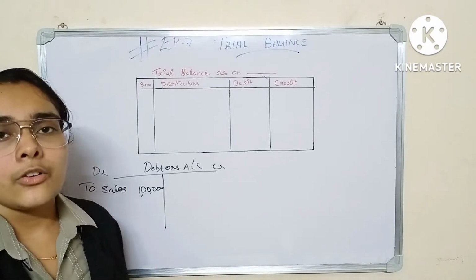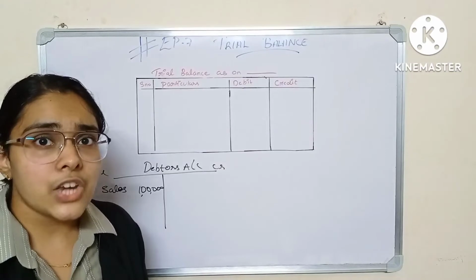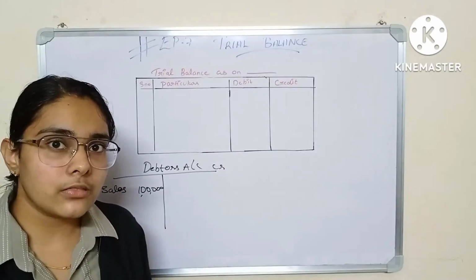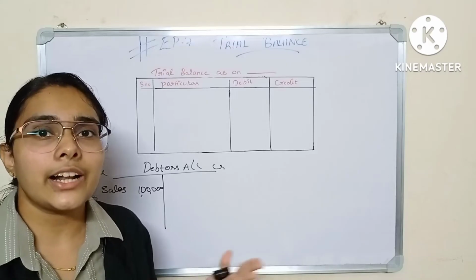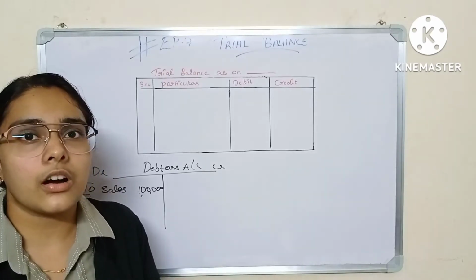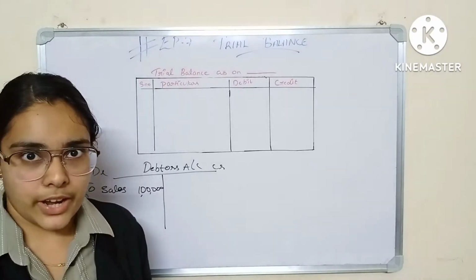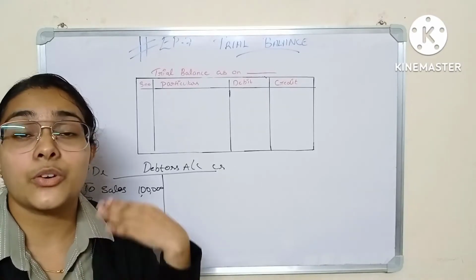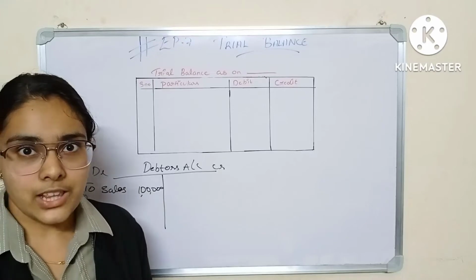When you are receiving cash from debtors, what will be the journal entry? Cash is coming in, right? Cash is coming in and debtors are decreasing, or debtors are the givers, right? In either of the cases you will credit the debtors, right?